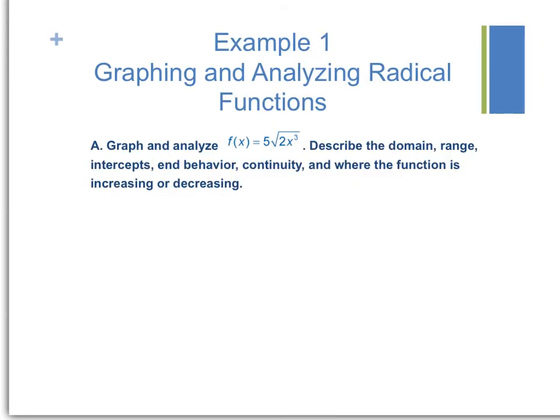In example 1, we're asked to graph and analyze the radical function, and we are given the function f of x equals 5 times the square root. One thing we've discussed in class is that if we do not have an index on our radical right here, you automatically assume that the index is 2, which makes it a square root. If you want to write that index in, I can put a little 2 here as our index.